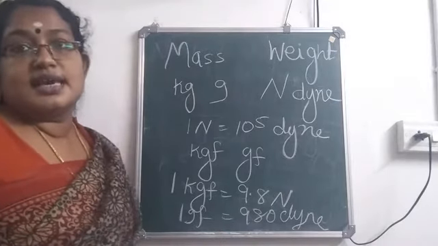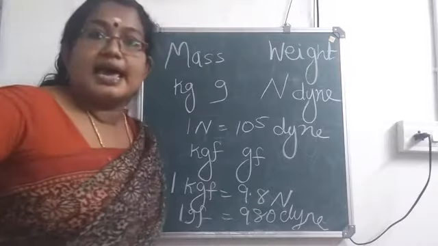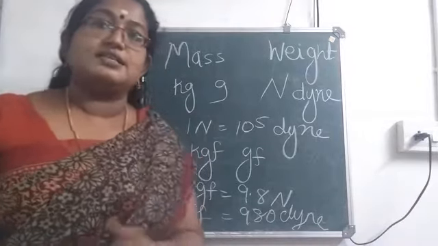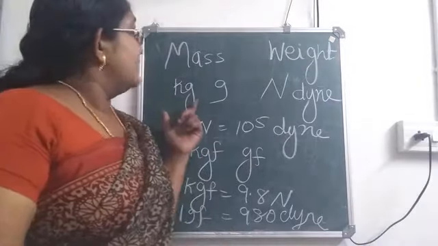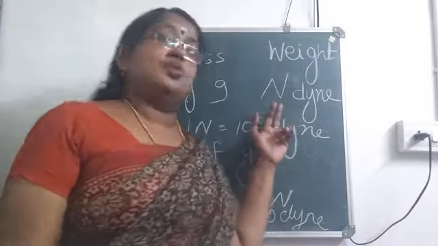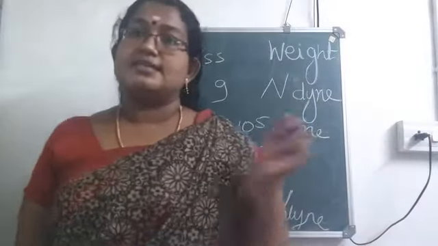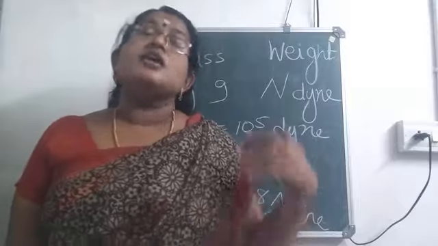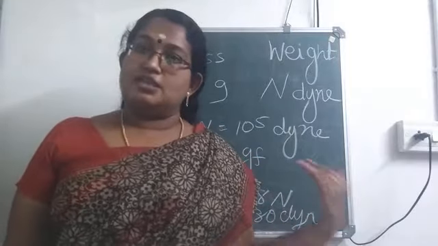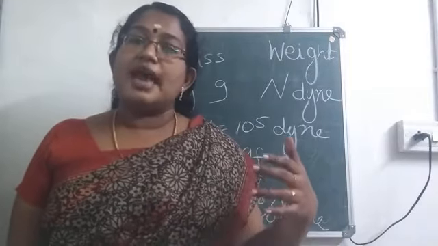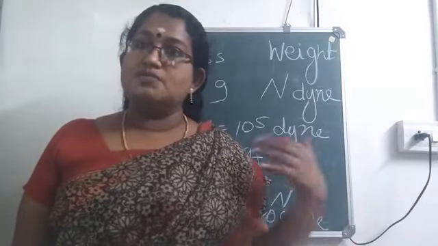We were discussing the terms mass and weight. You should know the differences between mass and weight. Then after that, SI unit for weight is Newton, whereas CGS unit is dyne. 1 Newton is equal to 10 raised to 5 dyne. Again, we have the gravitational units, which are they?